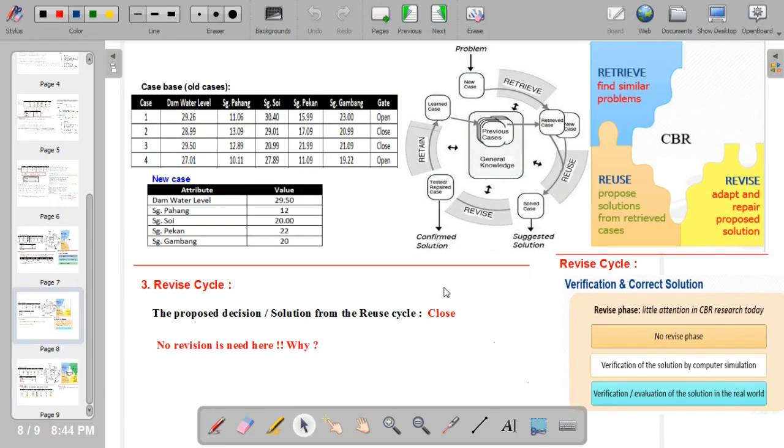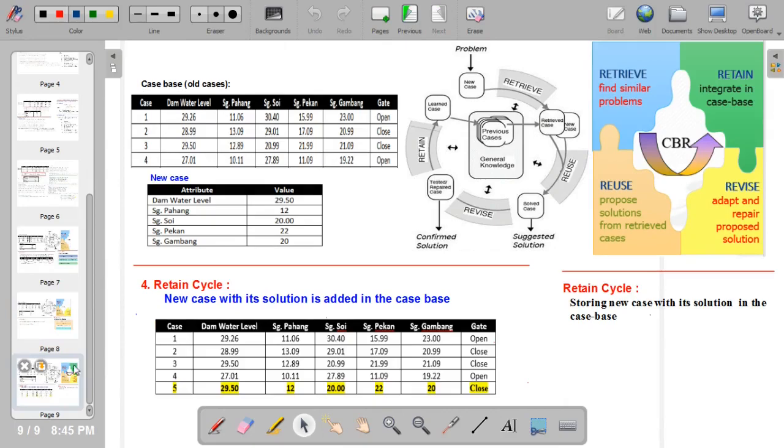So then the revise cycle will keep the solution as closed, and this closed solution will be named as the confirmed solution. Then this confirmed solution will go to the retain phase. How are we going to execute the retain phase? Here it is. In the retain phase, we are going to store the new case with its solution in the case base. How? You can see here where I have already added the new case. This is the new case, right? With its solution, which is closed, right?